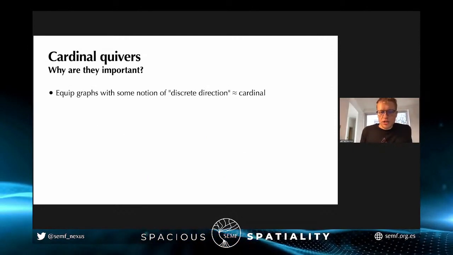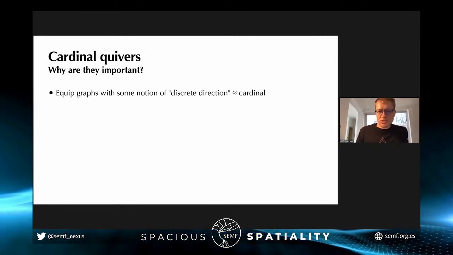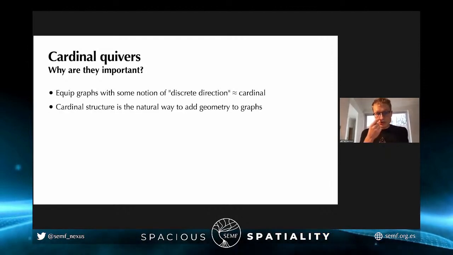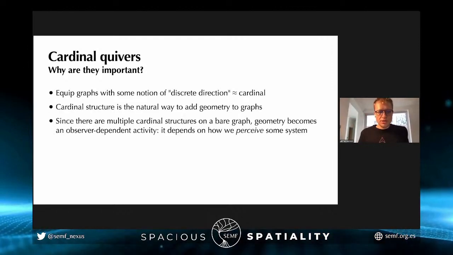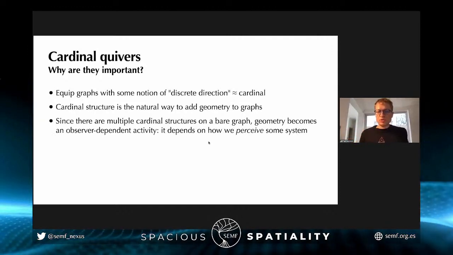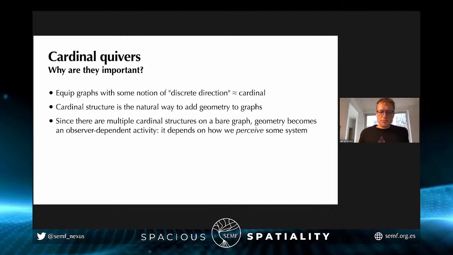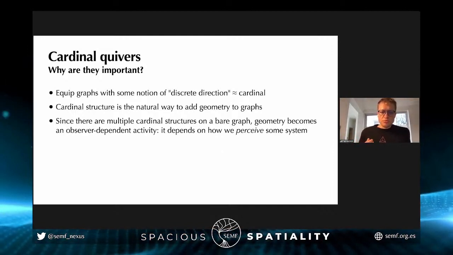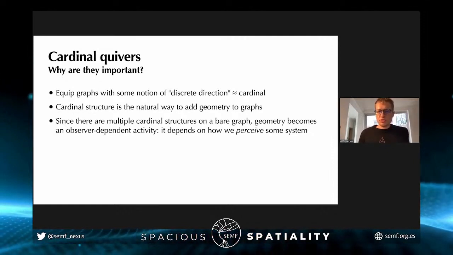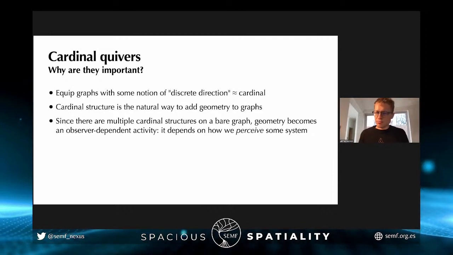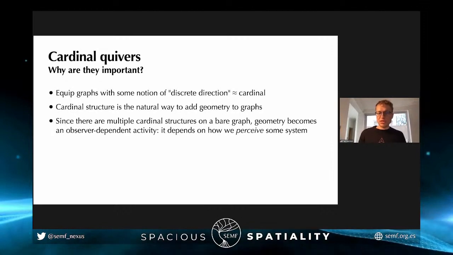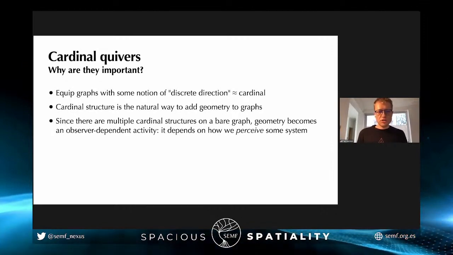So why are these structures important? Well, they equip graphs with some notion of discrete direction, and those are those cardinals. Cardinals are the natural way to add geometry, as I hope to convince you today. Because there are multiple cardinal structures on a bare graph, multiple ways that we can label edges with cardinals, the geometry that this produces becomes an observer-dependent activity. It depends on how you choose to label the graph with cardinals. It makes geometry a little bit more subjective and enriches the possible ways that we can attach geometry to these structures.